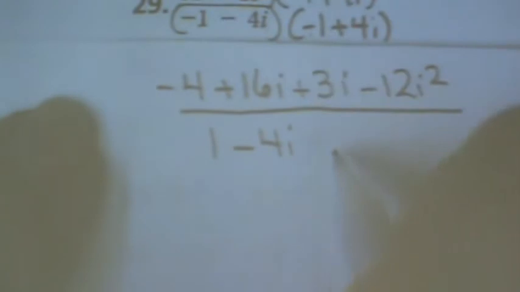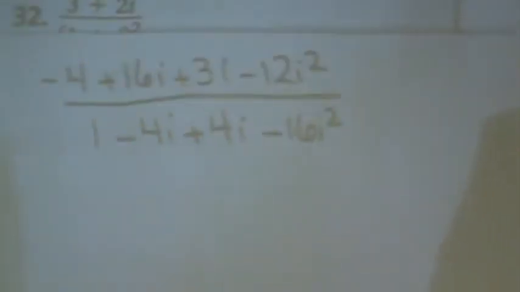Before we simplify, let's do the denominator. Negative 1 times negative 1 is 1. Negative 1 times 4i is negative 4i. And then this is going to give you a plus 4i. Those are going to cancel out. And then negative 4i times positive 4i is negative 16i squared.